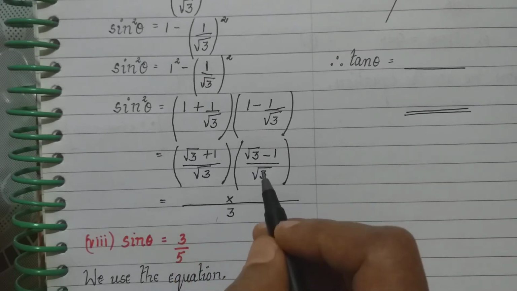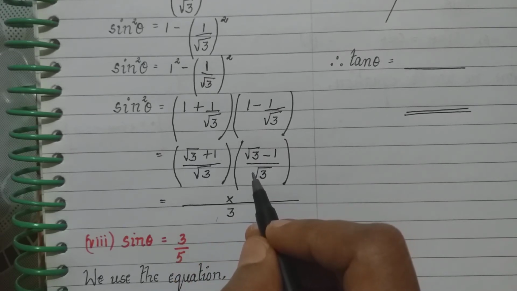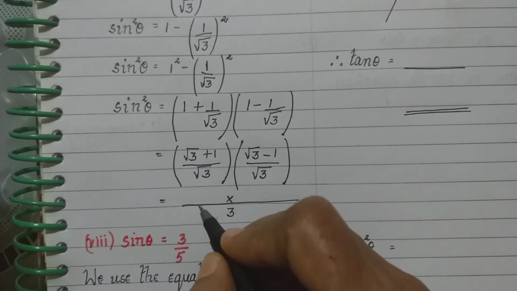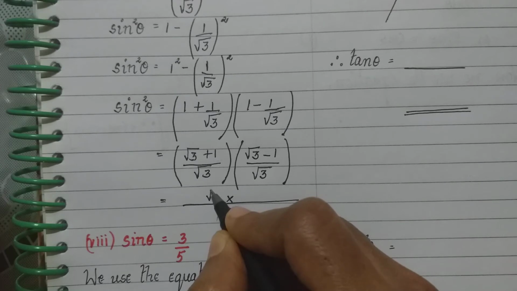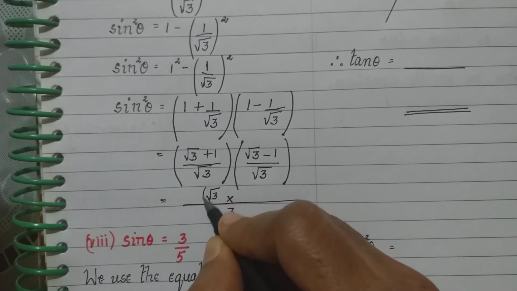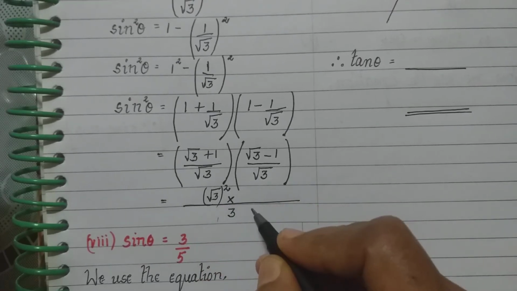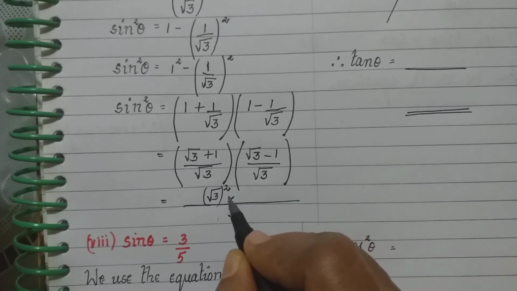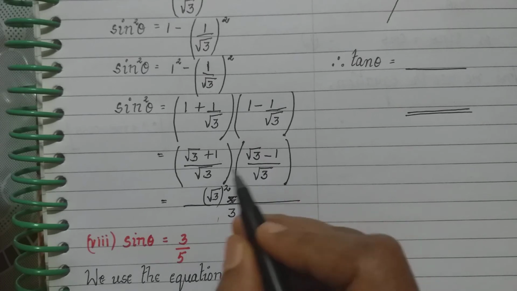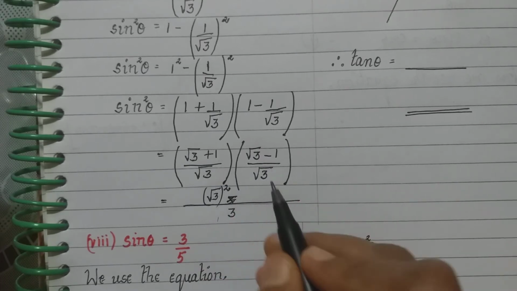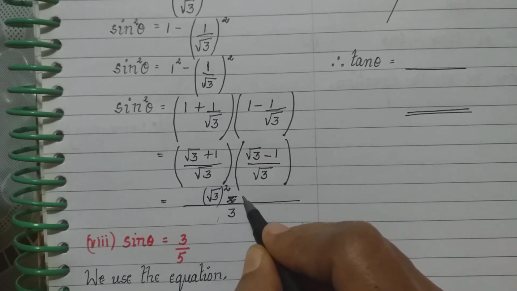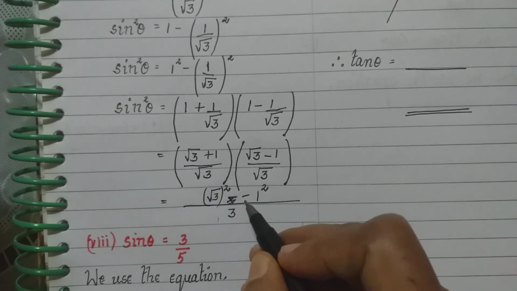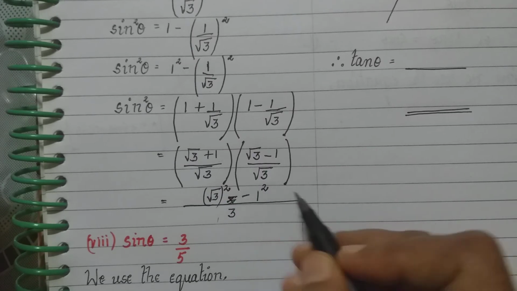So root 3 plus 1 into root 3 minus 1. This becomes root 3 square, and here it does not become multiply because this is of the form a plus b into a minus b. So a square minus b square. B here is 1. So root 3 square minus 1 square.